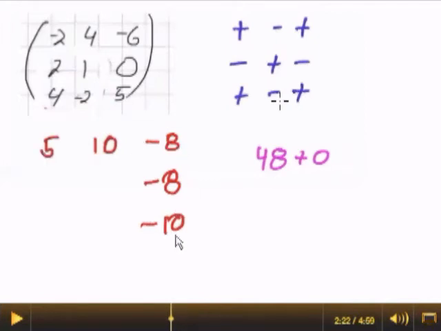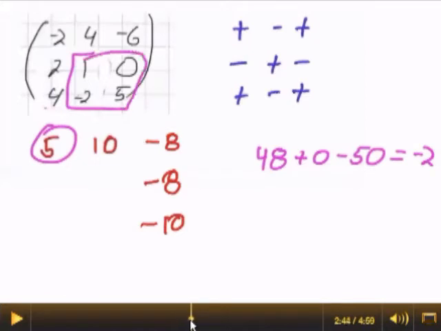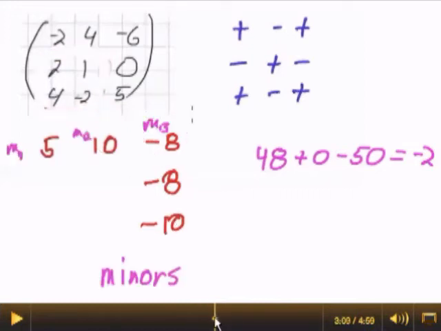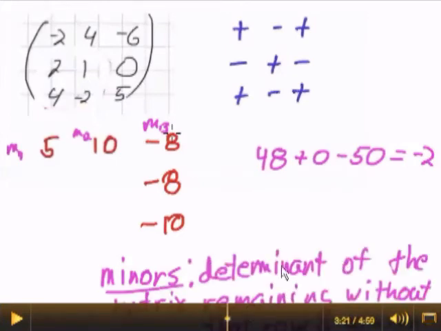Now we've been building up this secondary matrix down here based on that 5 came from those four numbers there, and the negative 8 came from those four numbers there. These numbers are actually called the minors. This is called M11, M12, M13, and the minors are the determinant of the matrix that remains without that row and column.